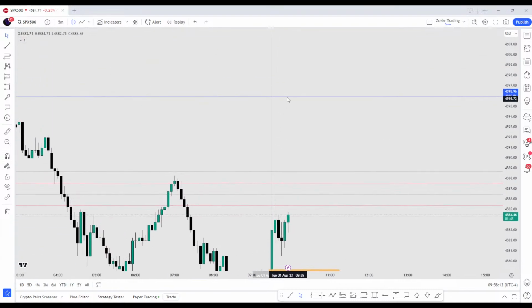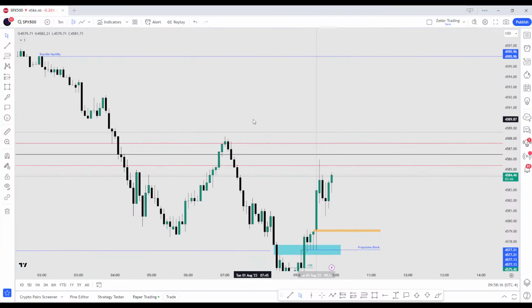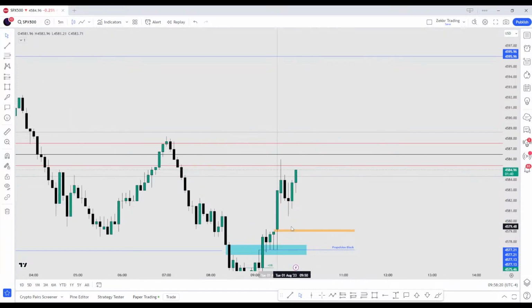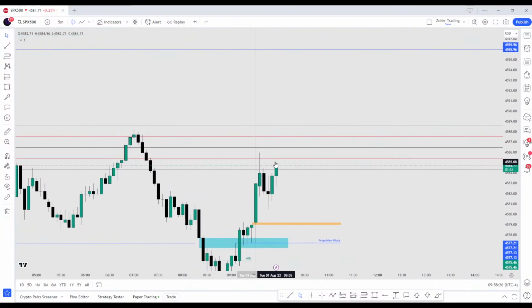I would like to see this buy side swept. It's a little bit high, but at least this buy side liquidity or fill of this new week opening gap would be expected, because of how it reacted from this propulsion block right here. So I would expect price to move at least to the 50% of the new week opening gap.